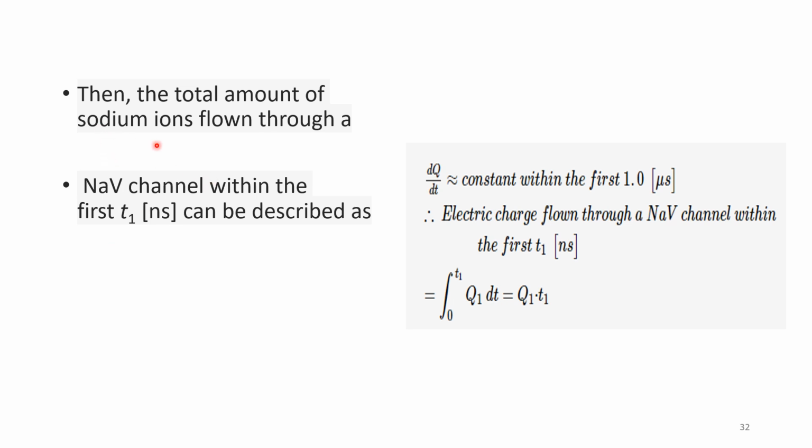So the total amount of sodium ions flowing through a voltage gated sodium channel within the first T1. So if you divide the total time into T1 like this, first they can travel very fast. So this is constant, dq by dt is constant. So the electric charge which is flowing is given through this type of equation.